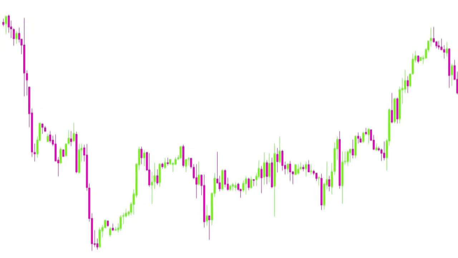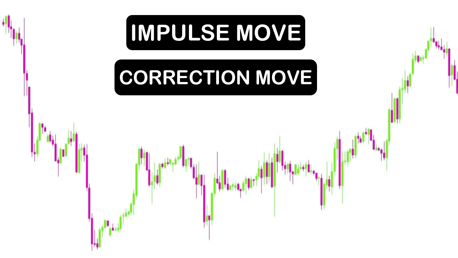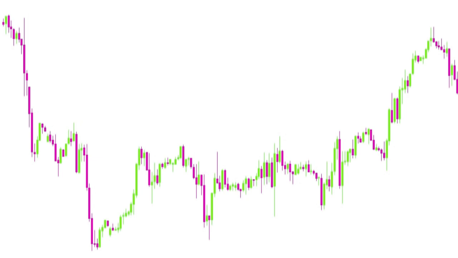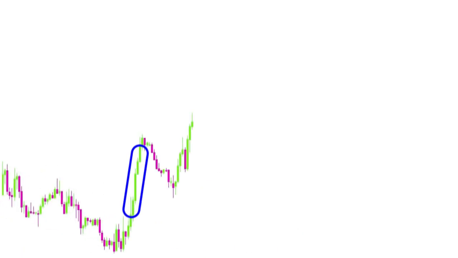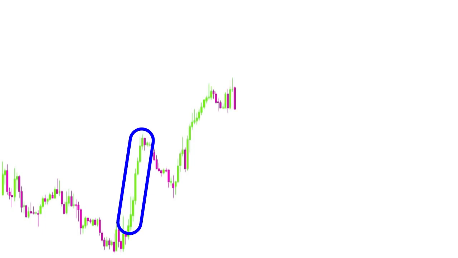Now before we move on to the strategy of the Fibonacci retracement, let us look at some of the basics of the smart money concepts. The market moves in two moves, which are impulse moves and correction moves. Let us learn this with an example. In a bullish scenario, the impulse moves are the areas at which the market makes big imbalanced candles which result in a sharp move to the upside in the market.